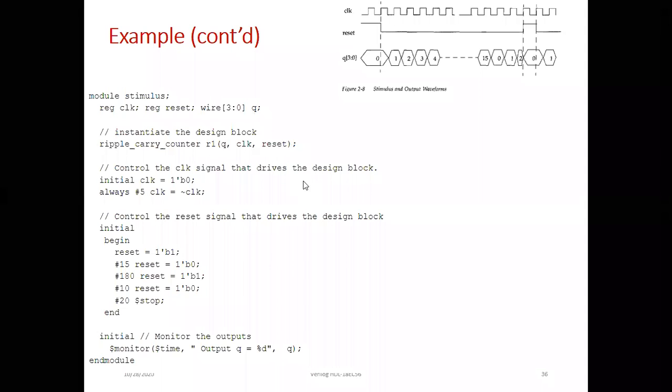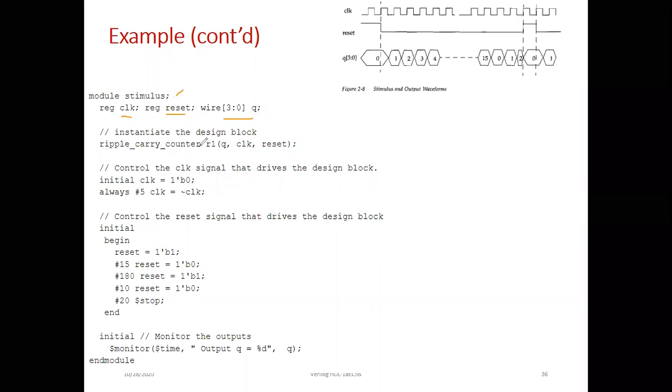This is the test bench program for the ripple counter. See the module. Here the module stimulus is given. Okay, module stimulus, then register clock, because in the main program the input is a clock, so register clock, then register reset, then wire, the output is Q[3:0].